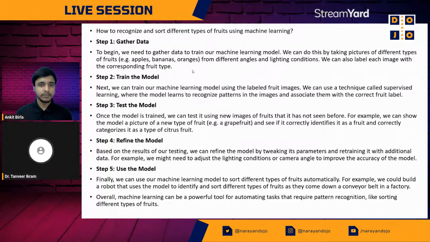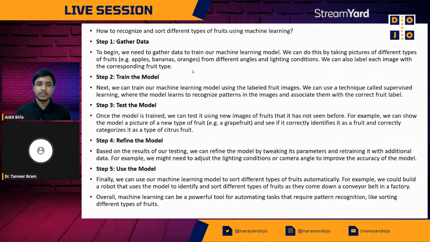We can use a technique called supervised learning where the model learns to recognize the patterns in images and associate them with the correct fruit label. After that, we will train our model. We will give these images to a computer so that our computer can learn. Test the model. Once the model is trained, we can test it using new images of fruits that it has not seen before. For example, we can show the model a picture of a new type of fruit like grapefruit and see if it correctly identifies it as a fruit and categorizes it as a type of citrus fruit. So after that, we will give a fruit to the computer and try to find out whether the computer can recognize that fruit or not.